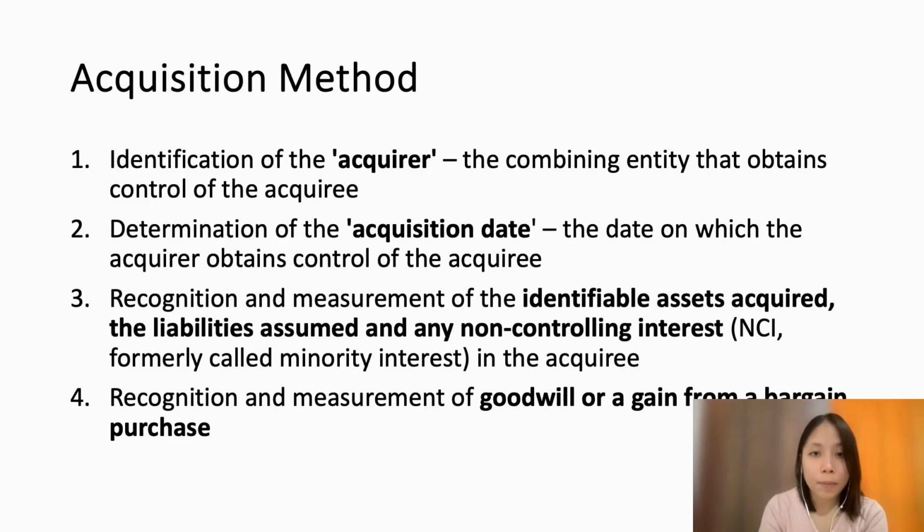Once again, the steps under the acquisition method are as follows. First, identify the acquirer. Second, determine the acquisition date. Third, recognize and measure the identifiable assets acquired, the liabilities assumed, and any non-controlling interest. And fourth, recognize and measure goodwill or gain on bargain purchase.